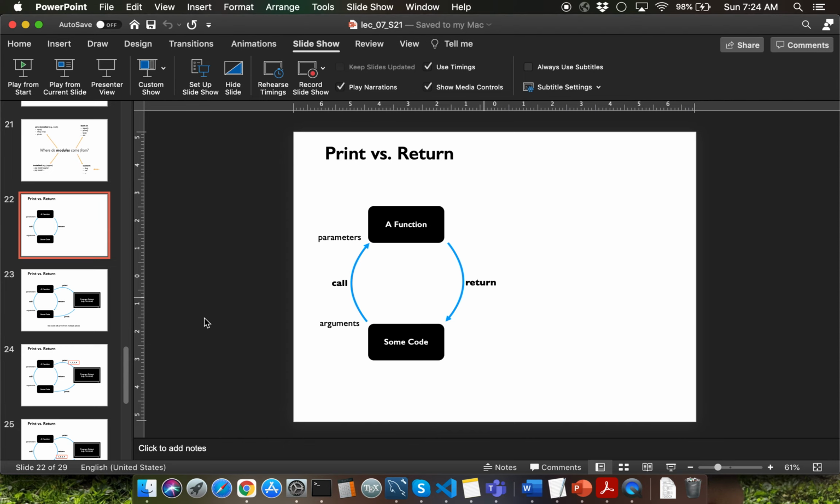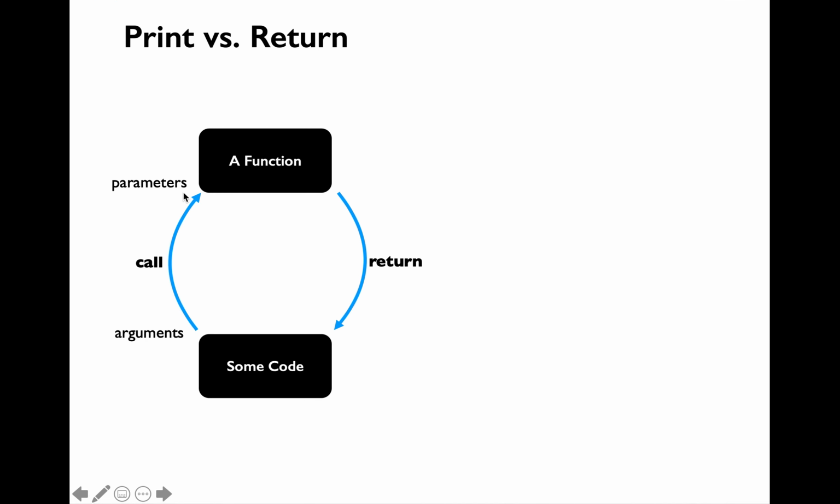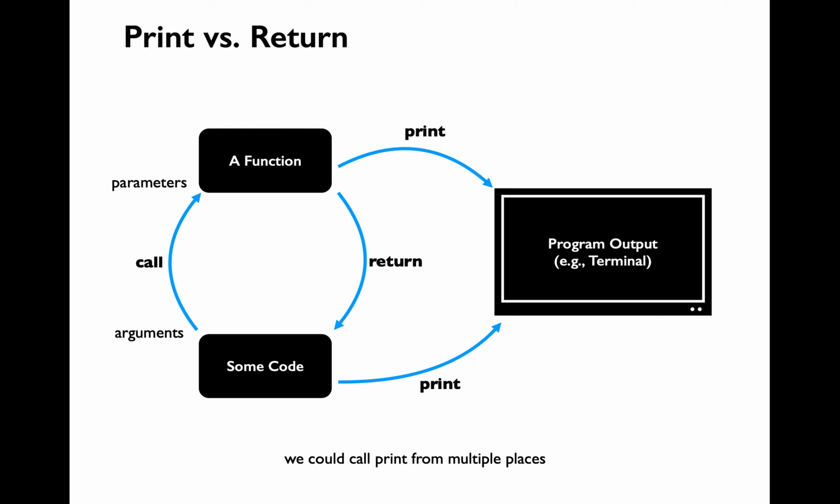Hello everyone. Let's understand the difference between printing inside a function and returning from a function. When you print a value inside the function, you cannot do anything with the printed value in the place where you are calling that function. That's because the printed values directly go to the display output screen.